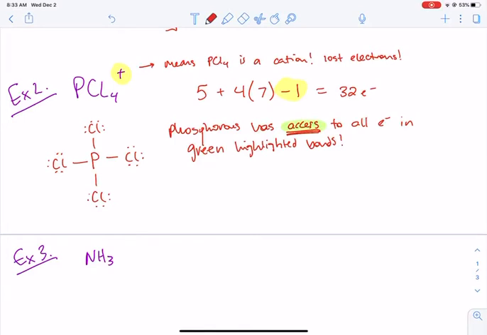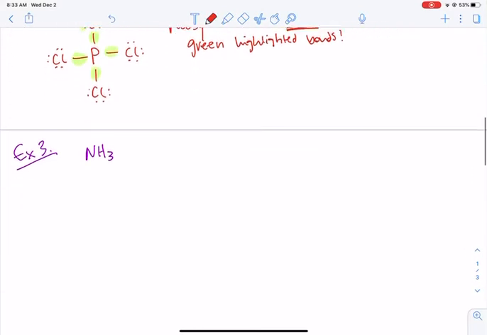Now, the next thing we have to do is make sure that our structure has exactly 32 electrons in it. So we have 2, 4, 6. 6 times 4 chlorines is 24. 26, 28, 30, 32. So it does have the correct number of electrons. Now, if you're wondering where that positive charge comes from, we will talk about that in just a moment.